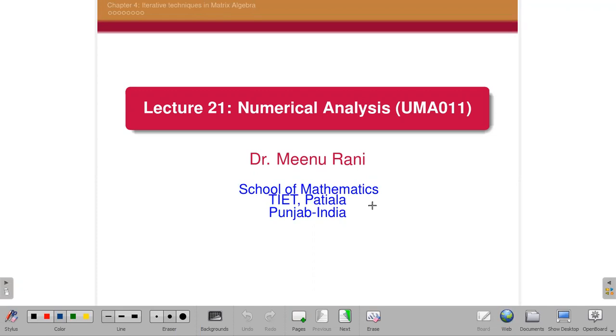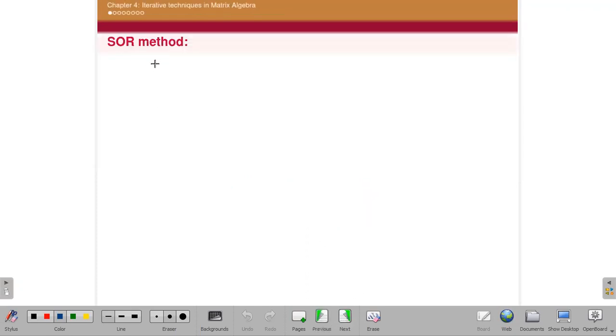So we have discussed the Gauss-Seidel method. Now we come to our next method, that is the SOR method. SOR full form is successive over relaxation method. So actually, in this method, we will use a relaxation factor here.